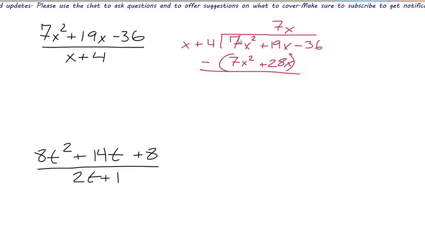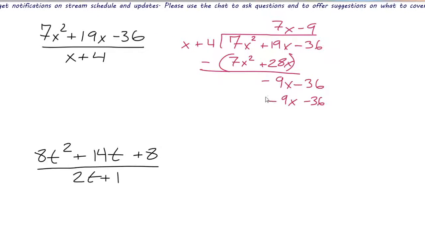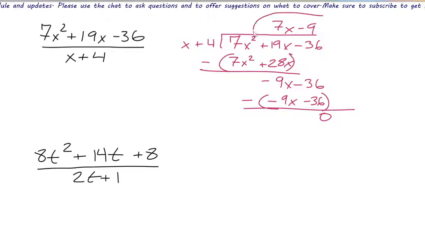Subtract. 7x minus 7x cancels. 19 minus 28 is going to be negative 9x, and minus 36. And then what can I multiply x by to get negative 9x? You can multiply by negative 9. Negative 9 times x, negative 9x. Negative 9 times 4, negative 36. Subtract. Cancel, cancel, so we're left with nothing for the remainder. And this is our answer.